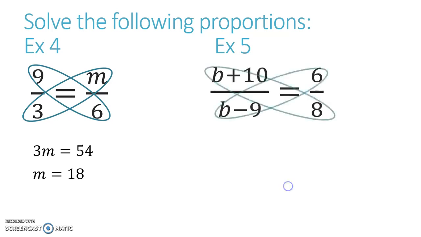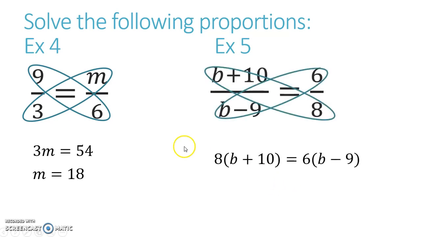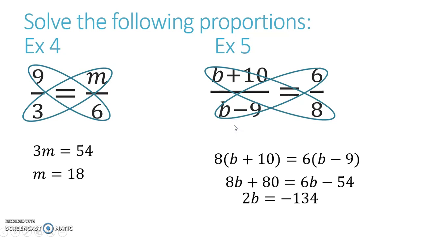Here, we're going to cross multiply, but remember, when you do this one, you're doing 8 times b plus 10 and 6 times b minus 9. You have to distribute that, get all your letters on one side and your numbers on the other, and divide.